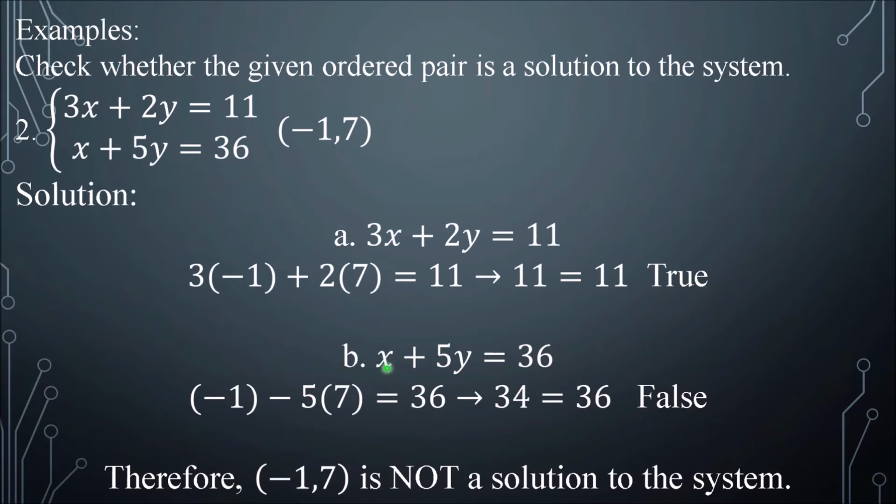Let's take the second equation, x plus 5y equals 36. Negative 1 is x and then 7 is y. So negative 1 plus 5 times 7 is equal to 36, but negative 1 plus 5 times 7 is 34. 34 is not equal to 36, so that is false. Therefore, (-1, 7) is not a solution to the system.